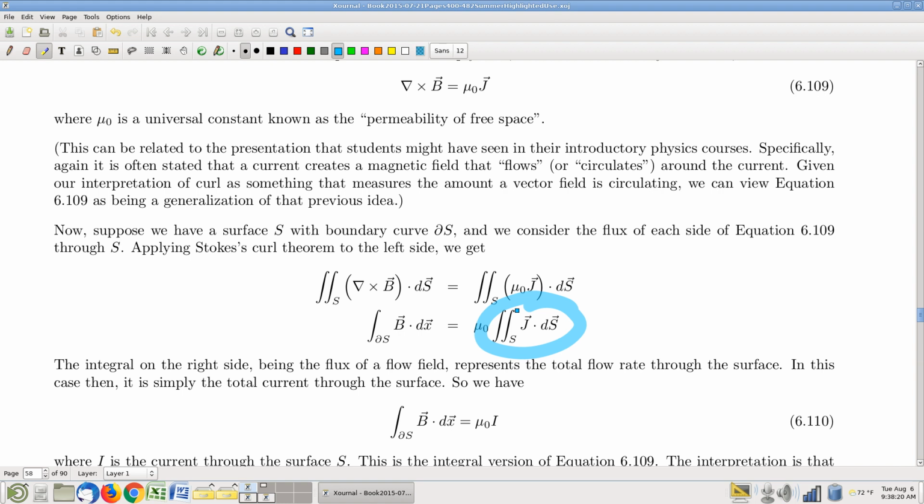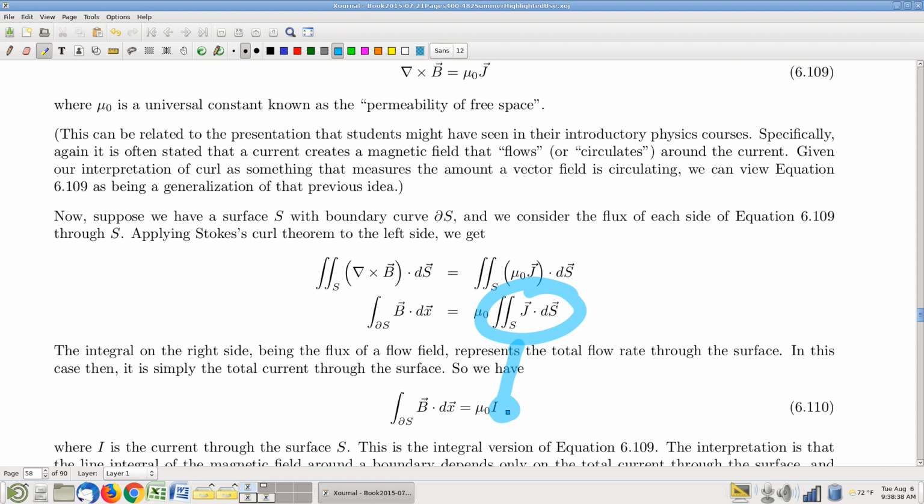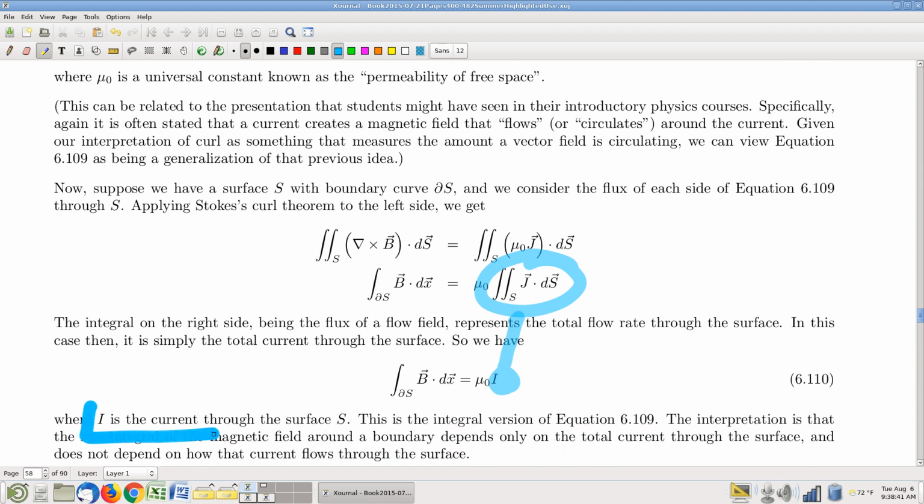Well, this vector field is the flow of a fluid. This J field is the flow of this fluid of charged particles. So by definition, this flux of this current flow field is the total quantity per unit time of charged particles moving through the surface. And there's a word for that. It's called current. If you've had any experience with electricity, you've probably heard of current. It just says how many charged particles are going past any given point in time.